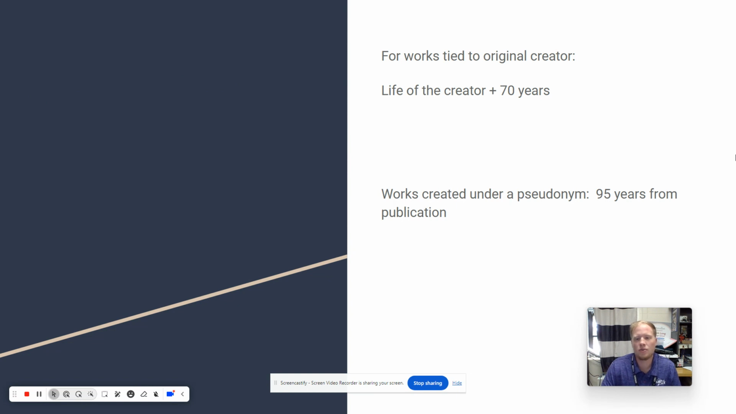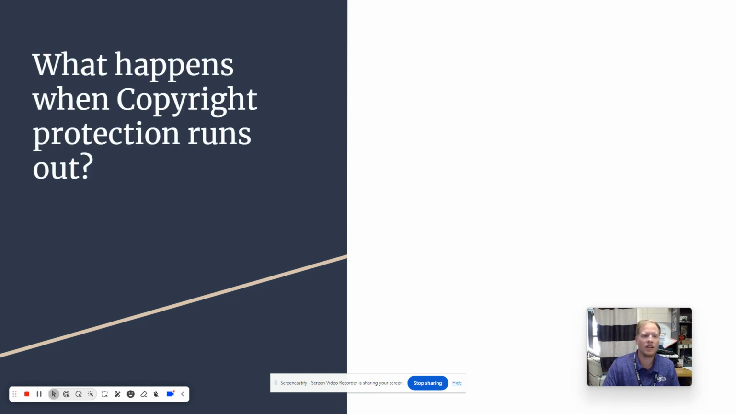Now, if it is written under a pseudonym, meaning a fake name, so for example, Mark Twain, Samuel Clemens, right? Then it is 95 years from publication, right? Is how long that actually lasts. All right. We are down to defining fair use here.